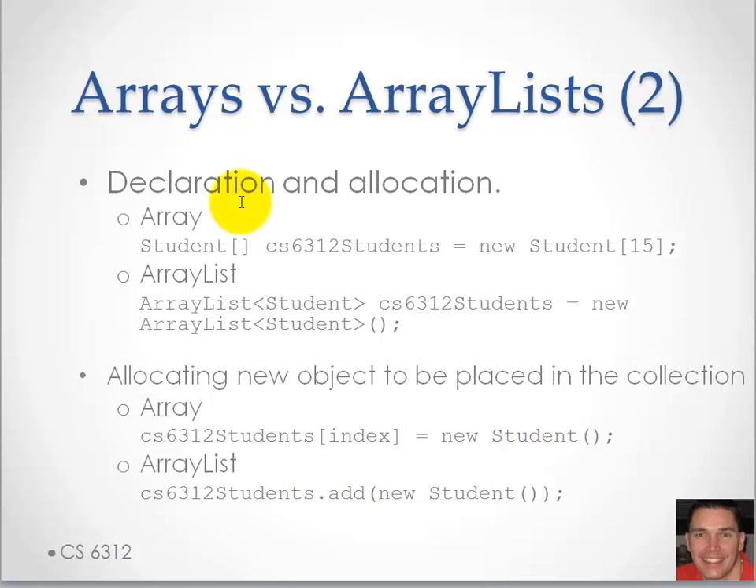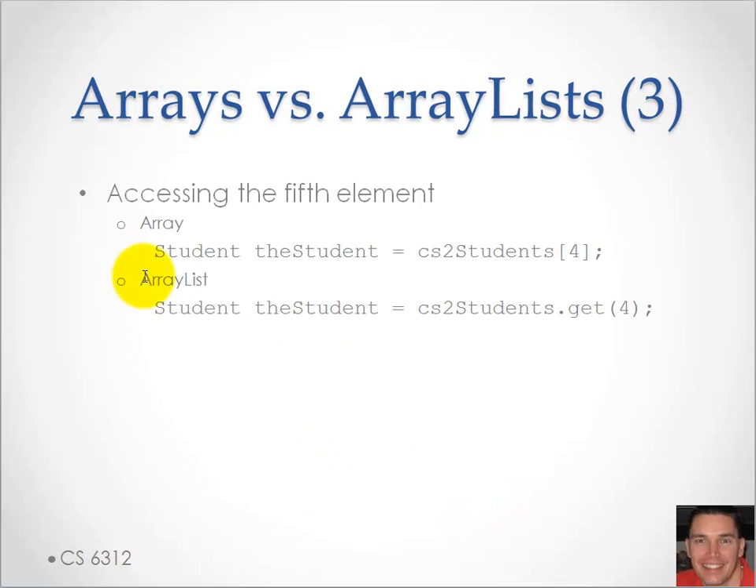Some other things to note on declaration and allocation. For an array, we use the brackets. An array list, of course, is an object. We use a templatized type, so we have to pass in what type we have. In both of them, when we place objects in them, we have to use the new to make sure we have an instantiated object that we're placing in at that particular location.